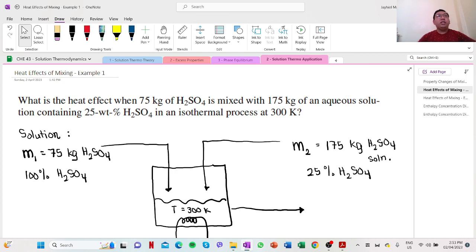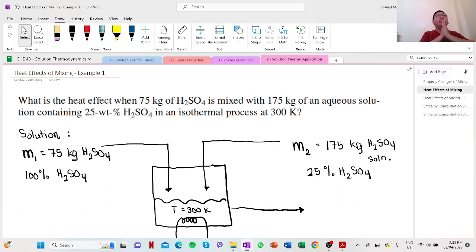So the question is, what is the heat effect when 75 kilograms of H2SO4 is mixed with 175 kilograms of an aqueous solution containing 25 weight% H2SO4 in an isothermal process at 300 Kelvin?